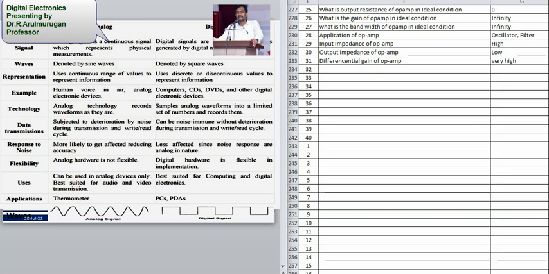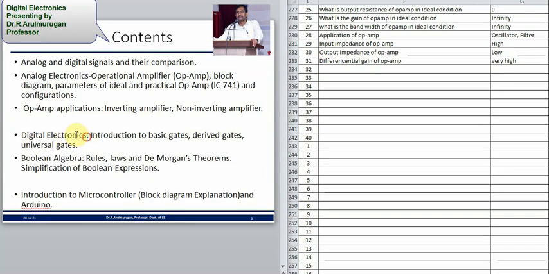Next, let's go with digital electronics. Digital electronics simply means the CPU, central processing unit, the computer. What is inside? A motherboard is there, a processor is there, RAM is there. What is a motherboard? The motherboard is one of the main boards.